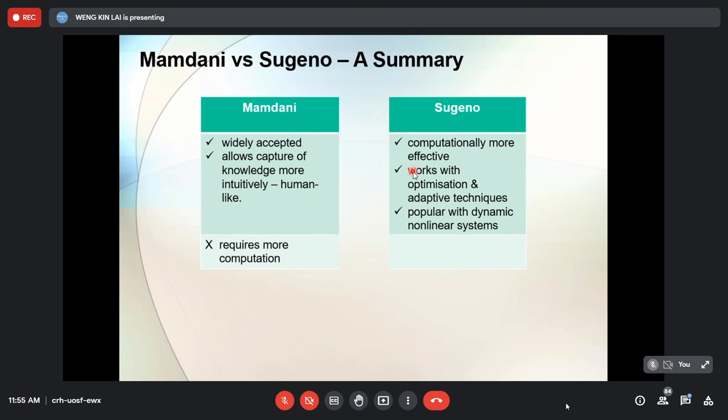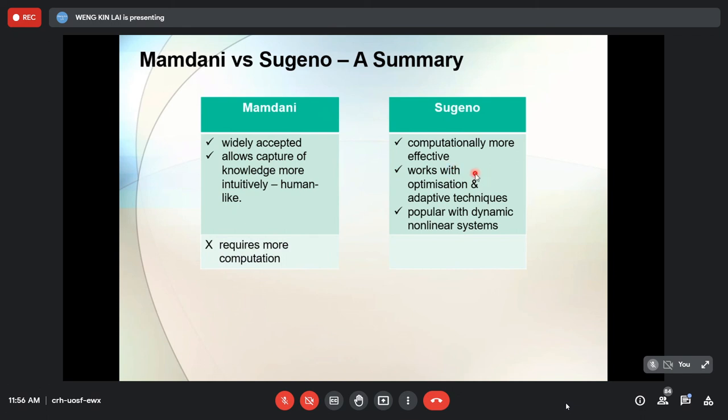On the other hand, Sugeno was developed based on this fact. He looked at the problem, he looked at Mamdani. Yes, Mamdani can get you good results. However, it takes a lot more time to calculate. Can I do something to give you reasonably good results, but faster? That was his objective, that was his project scope, so to speak. So in this case, Sugeno is computationally more effective.